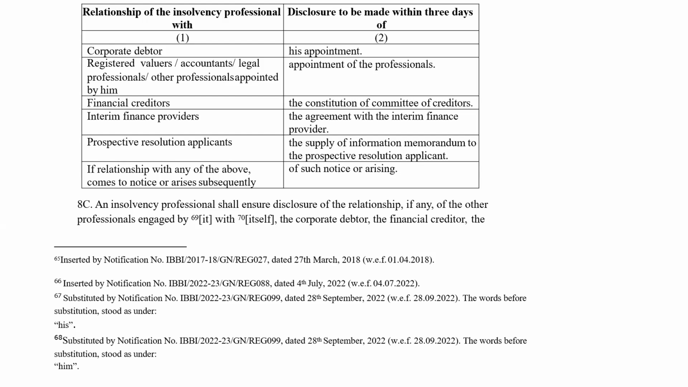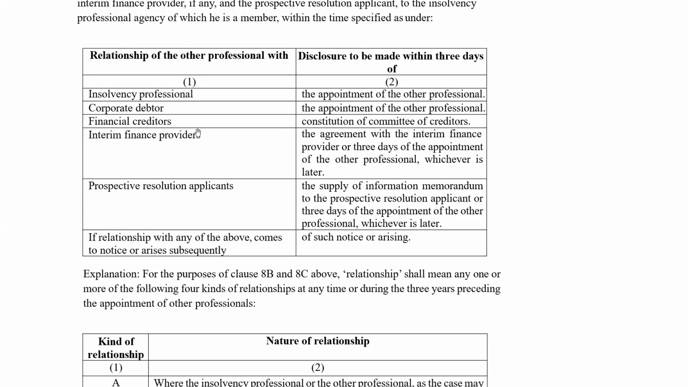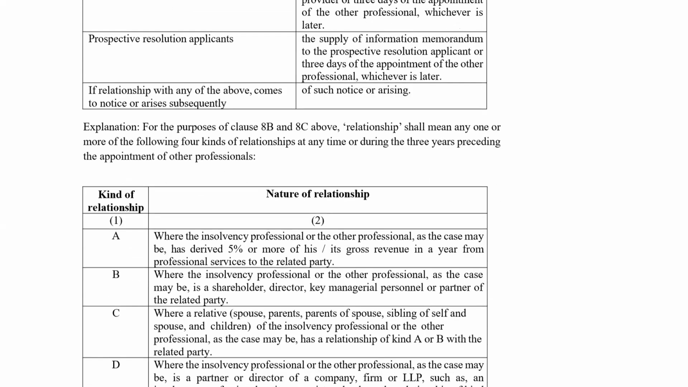Okay. तो उसमें लाइबिलिटी किसके ऊपर डाल दी? इंसॉल्वेंसी प्रोफेशनल के ऊपर. An insolvency professional shall ensure disclosure of the relationship, if any, of the other professionals engaged by it with itself, the corporate debtor, फाइनेंशियल क्रेडिटर, इंटरिम फाइनेंस प्रोवाइडर. ठीक है. और ये भी आपको 3 दिन के अंदर एंश्योर करना. और यहाँ रिलेशनशिप का मतलब क्या है ये भी दिया हुआ है.